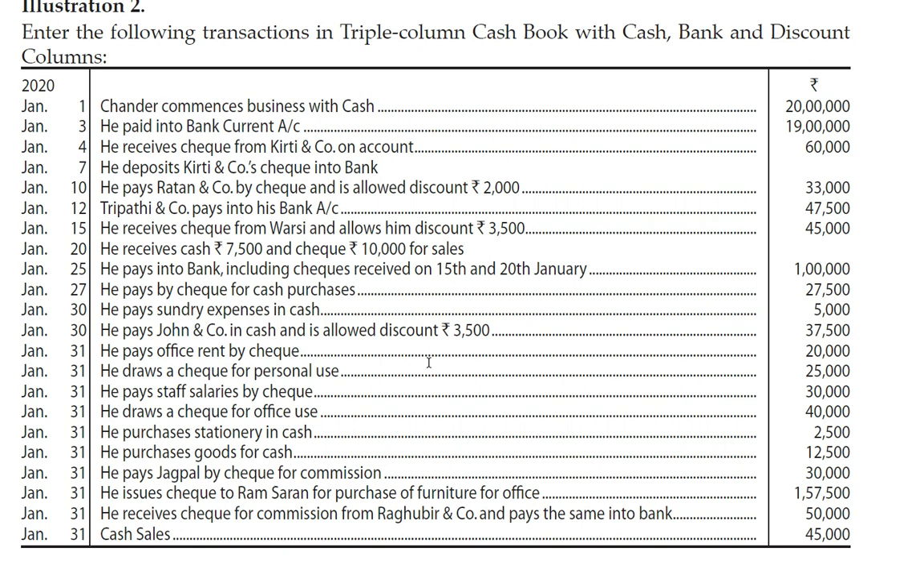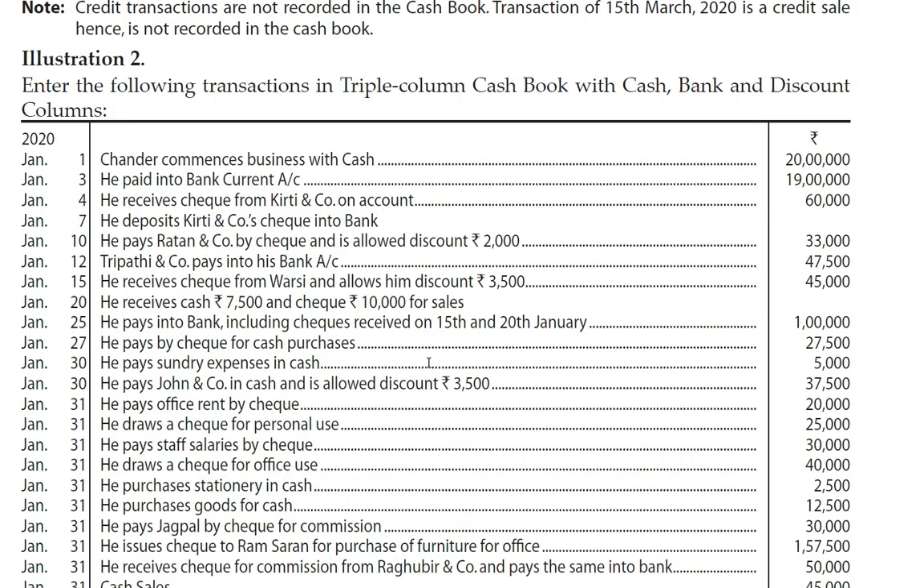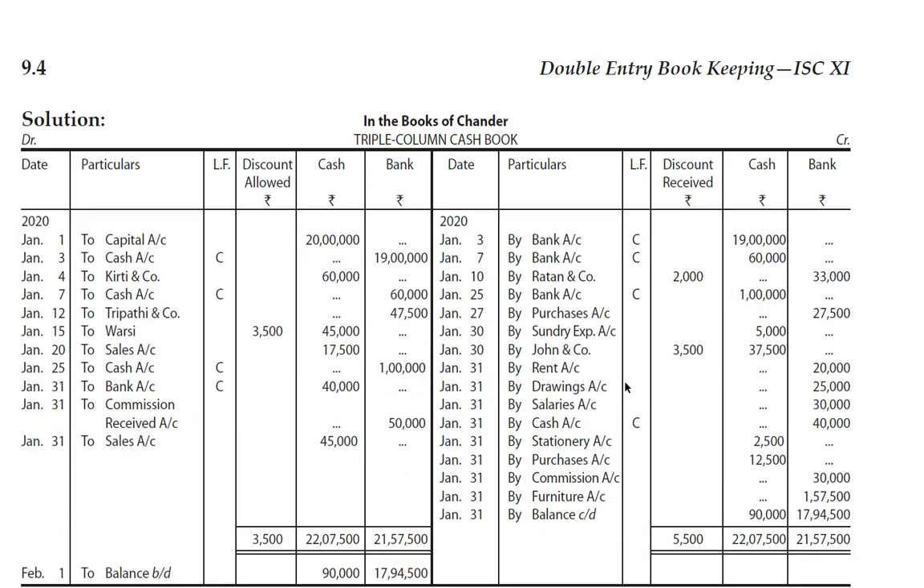This is just either receiving the money or paying the money. Receiving the money, put in the debit side, that is in the left hand side. Paying the money, payment side, write in the credit side. Next entry, that the Tripathi and Co pays into bank account 47,500. So January 12. Come to January 12.